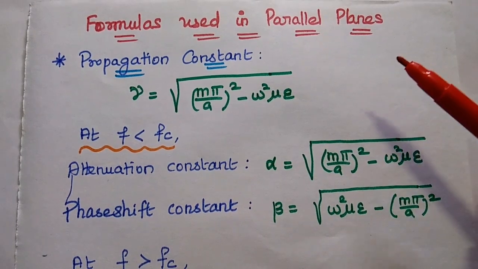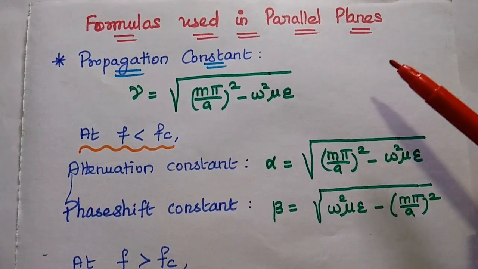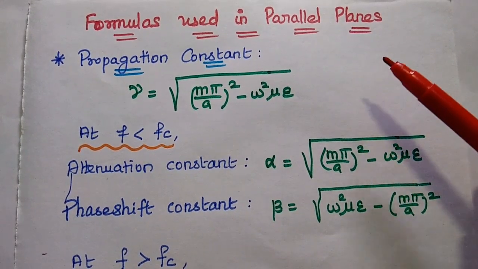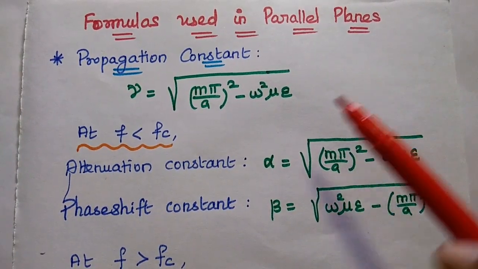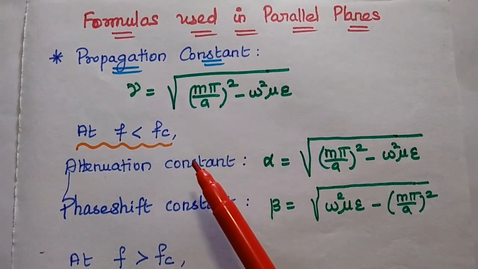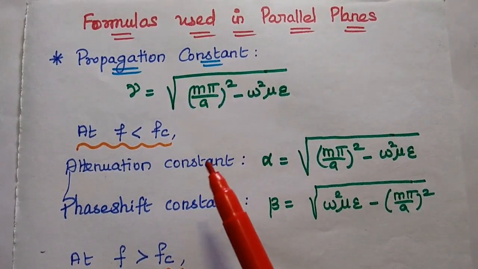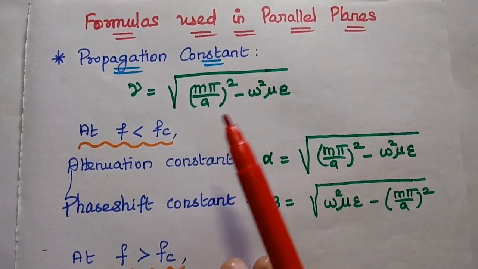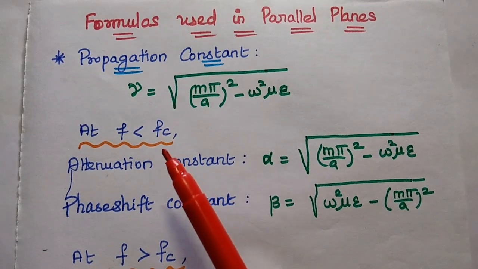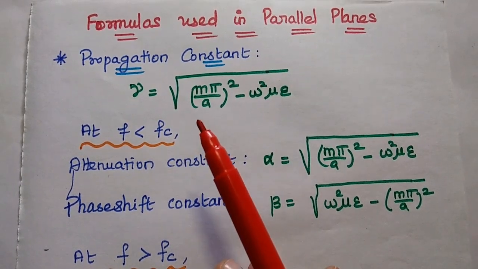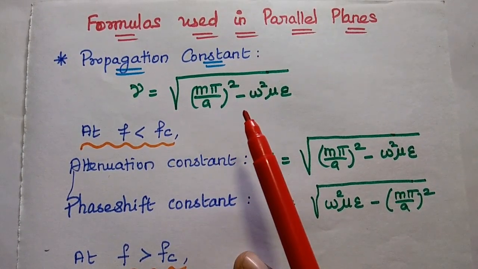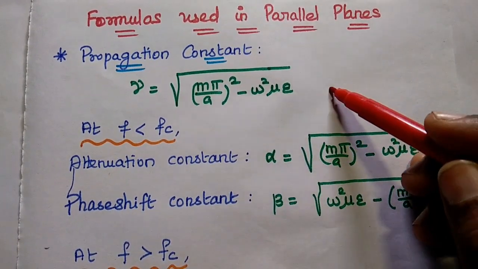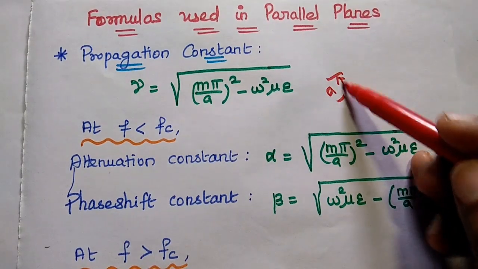Dear students, now we are going to solve one important problem in the characteristics of TE waves and TEM waves between parallel planes. Before solving the problem, let's discuss the important formulas used in parallel planes. The first one is the propagation constant, represented as gamma, equal to square root of (m pi by a) the whole squared minus omega squared mu epsilon. Here a is the separation between the parallel planes.